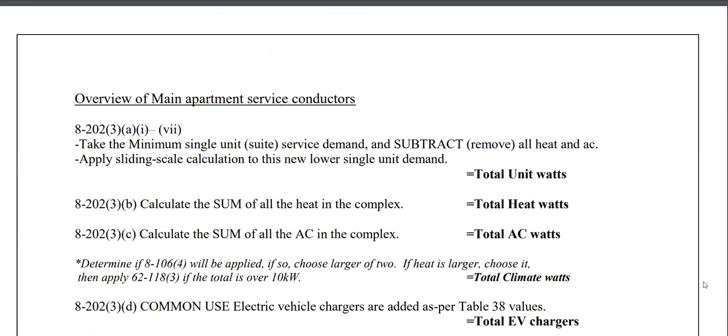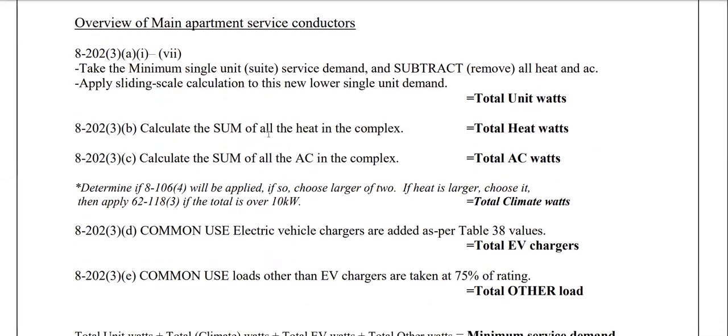So let's look at an overview of the main apartment service conductor calculation. 8202 3A I to VII takes the minimum single unit suite service demand and subtracts or removes all the climate, which is the heat and AC. We then apply a sliding scale calculation to the new lower single unit demand, and that gives us our total unit watts, which should be about the bulk of the load for the apartment.